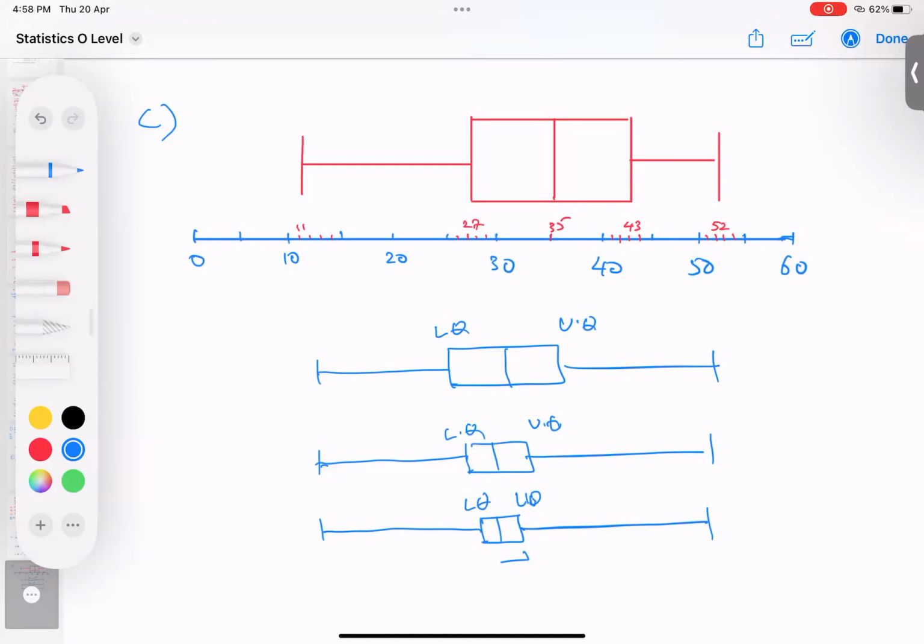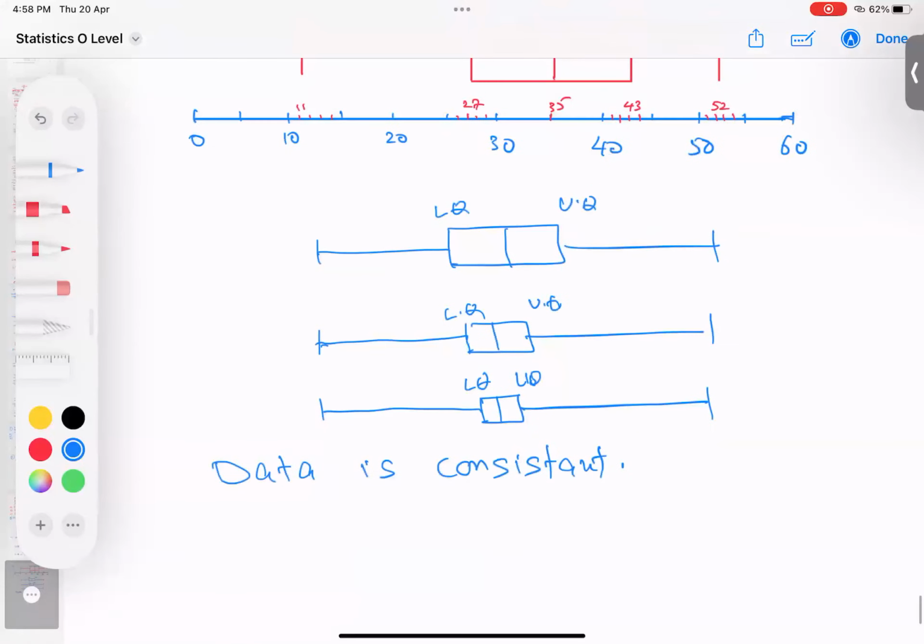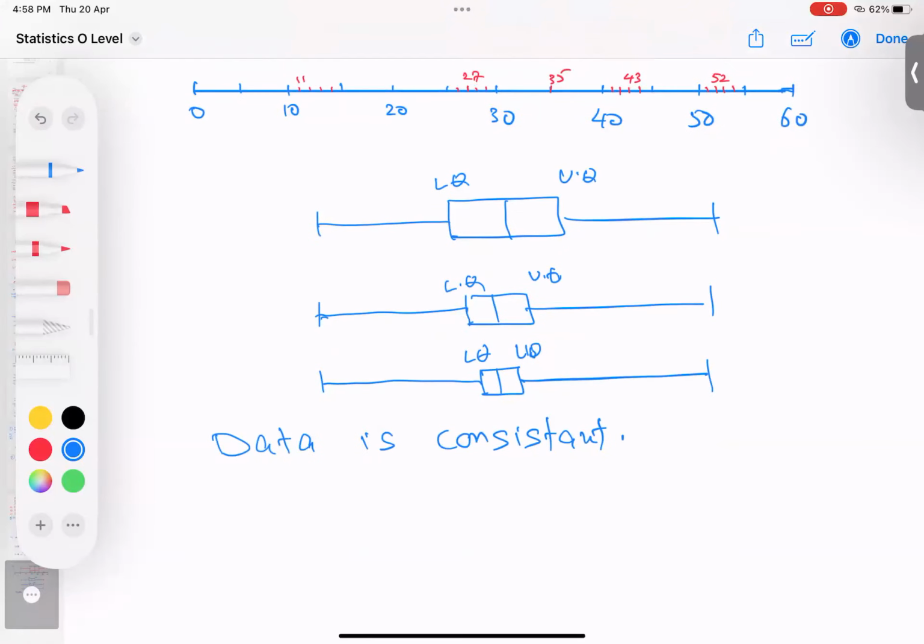As the gap between the upper quartile and lower quartile is smaller, the data is more consistent. Now you ask me, what does consistent mean, sir? I give a small example to understand. One student takes tests. He got 10, 10, 10, 10, 10. His mean comes to 10.